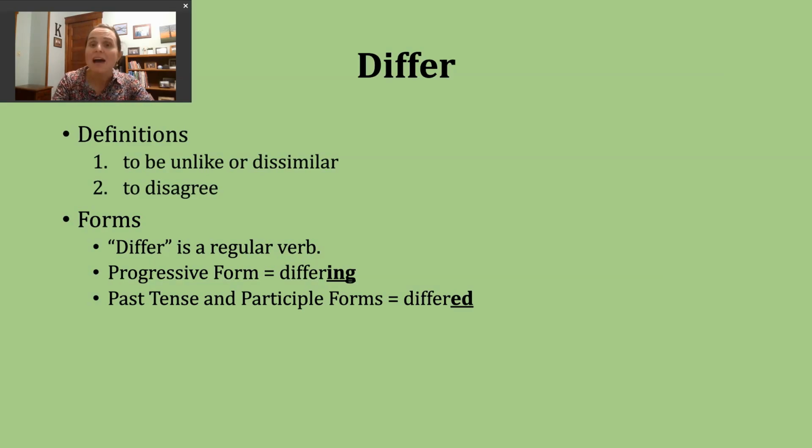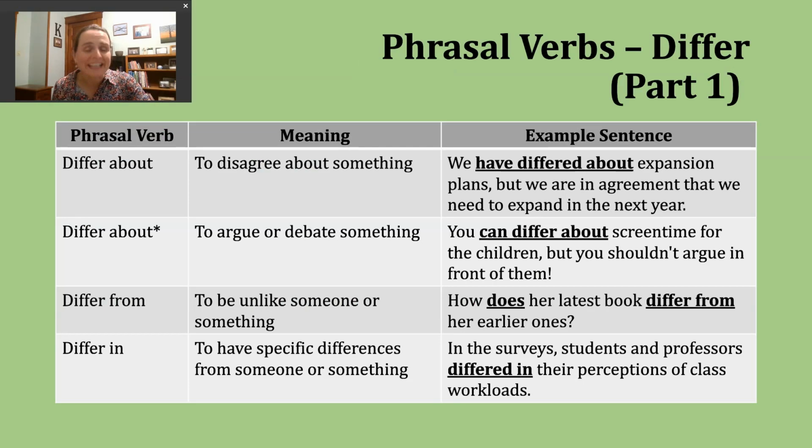Okay. Now, differ is frequently used as part of a phrasal verb, so we're going to talk about and look at several examples of that today. The first phrasal verb we'll discuss is to differ about. One way to use this phrasal verb means to disagree about something. An example of this might be, we have differed about expansion plans, but we are in agreement that we need to expand in the next year.